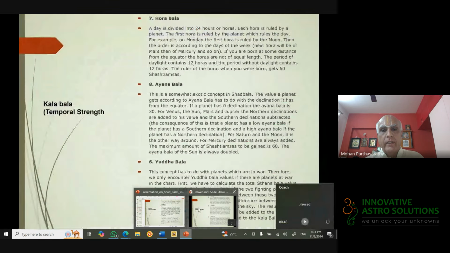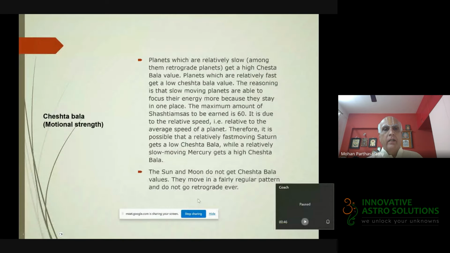Okay, then we go to the next bala, which is Chesta bala. Planets which are relatively slow among the retrograde planets get high Chesta bala value. For example, in the case of slow moving planets like Saturn. The planets which are relatively fast get a low Cheshtabala. The reasoning is that slow moving planets are able to focus their energy because they stay in one place.